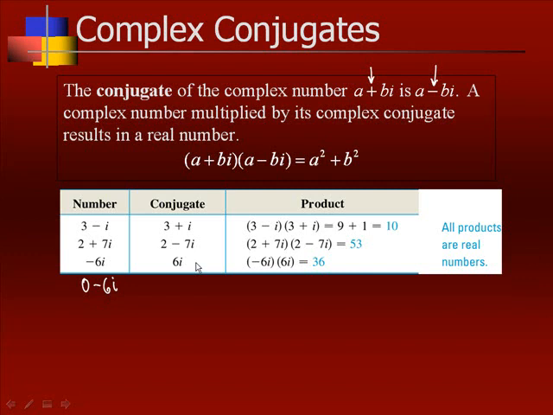Now, the neat thing about conjugates is when you multiply a number by its conjugate, you're always going to get a real number, not an imaginary number. You notice 3 minus I, 3 plus I would give us 10. 2 plus 7I, 2 minus 7I gives us 53. And when we start simplifying radicals, you need real numbers. Therefore, we're going to use conjugates to get those real numbers.